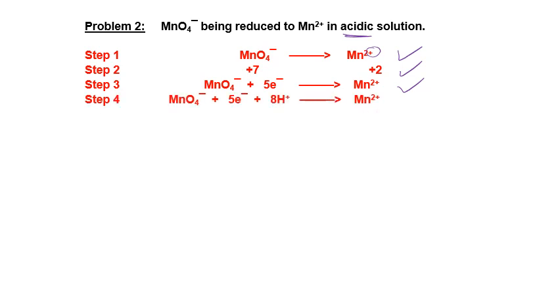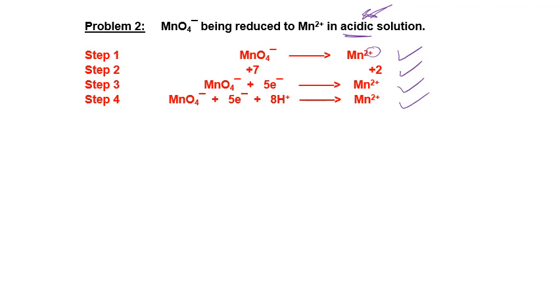Then we have to balance charge, because we have -6 on the left-hand side and +2 on the right-hand side. So in order to do that, we have to add 8 protons into the left-hand side. That's why we say the acidic solution. So now this left-hand side is -1 plus -5 plus 8 plus 2 as a sum overall, and then the right-hand side is +2. All good. Step 4, we're all set.